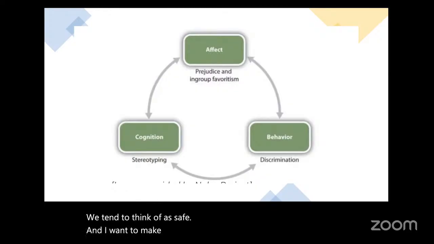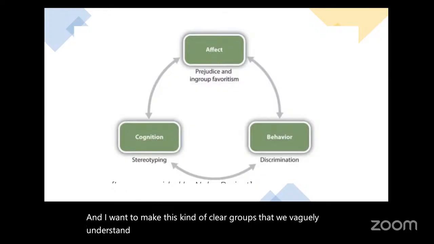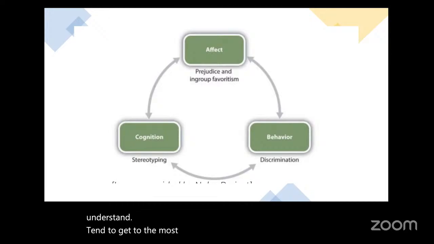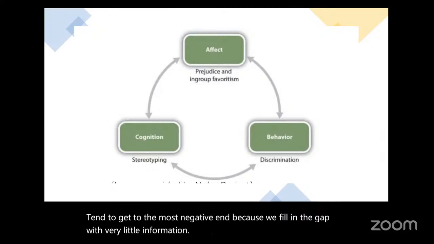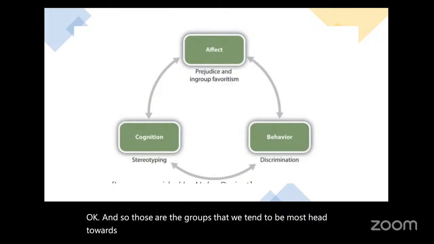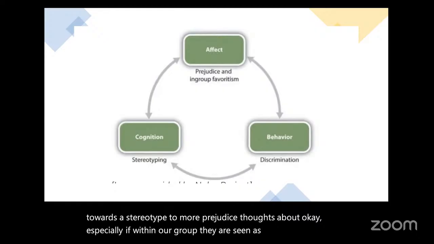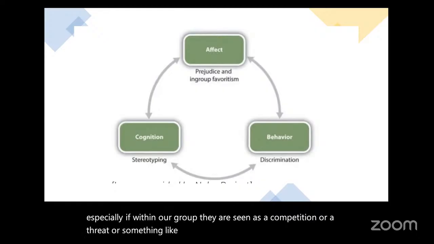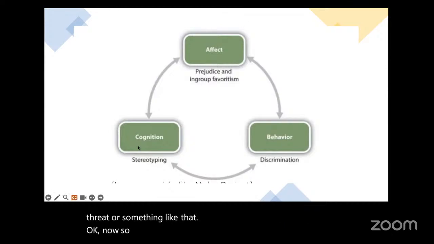And I want to make this kind of clear. Groups that we vaguely understand or know tend to get to the most negative end because we fill in the gap with very little information. Okay. And so those are the groups that we tend to be most headed towards a stereotype or more prejudiced thoughts about. Okay. Especially if within our group they are seen as a competition or a threat or something like that. Okay. Now, so that's stereotyping.